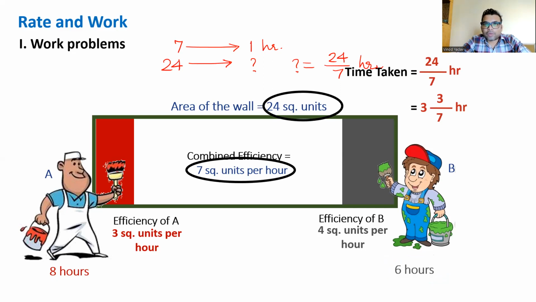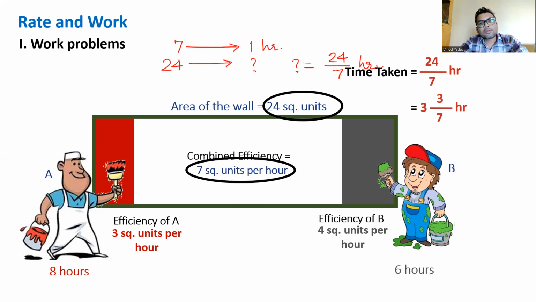Here the numbers were very comfortable. That is 3 and 4. And that is where you will have more comfort and hence more confidence, ultimately more speed. So whenever individual time is given, this person is taking this much time, this person is taking this much time, the best way to start is to take the LCM. So total work to be done is to be defined as the LCM, right?